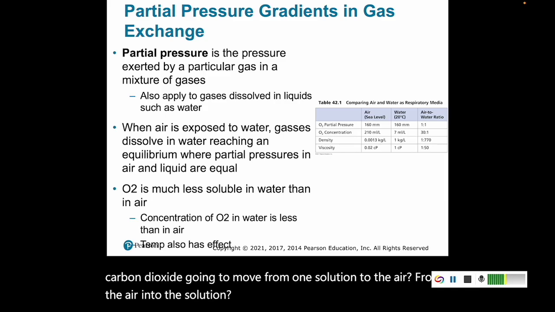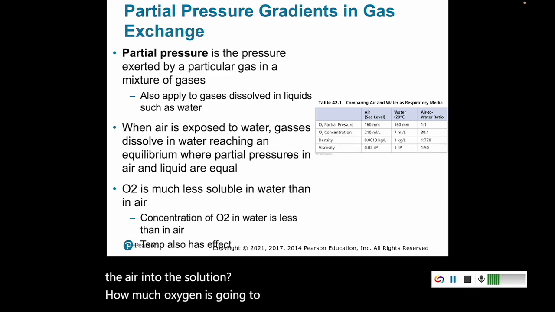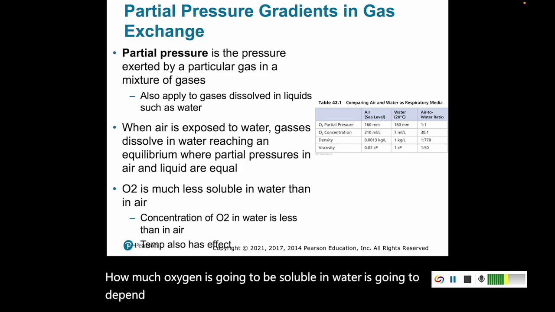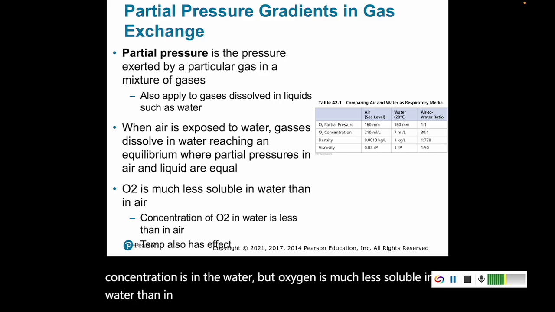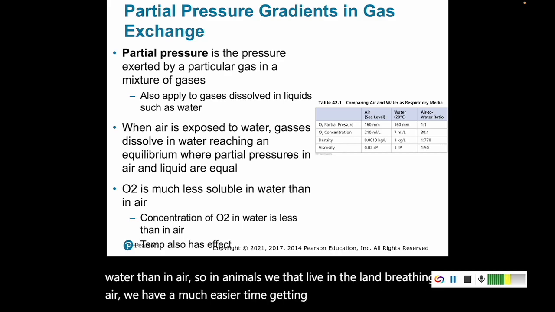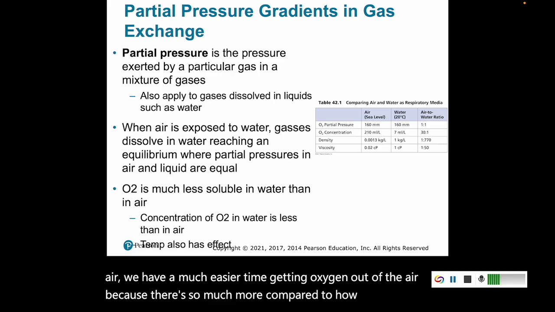How much oxygen is going to be soluble in water is going to depend on what kind of temperature the water is, what kind of salt concentration is in the water. But oxygen is much less soluble in water than in air. So in animals that live on land breathing air, we have a much easier time getting oxygen out of the air because there's so much more compared to how much is in the water.